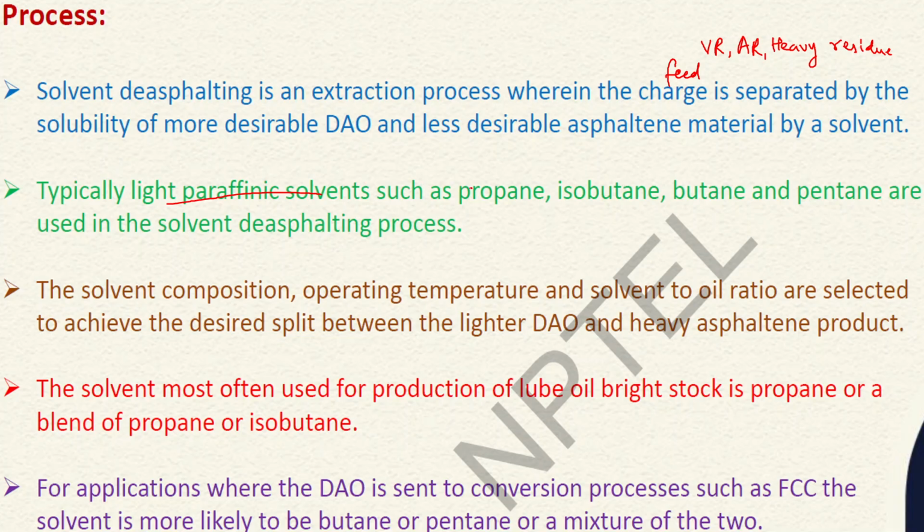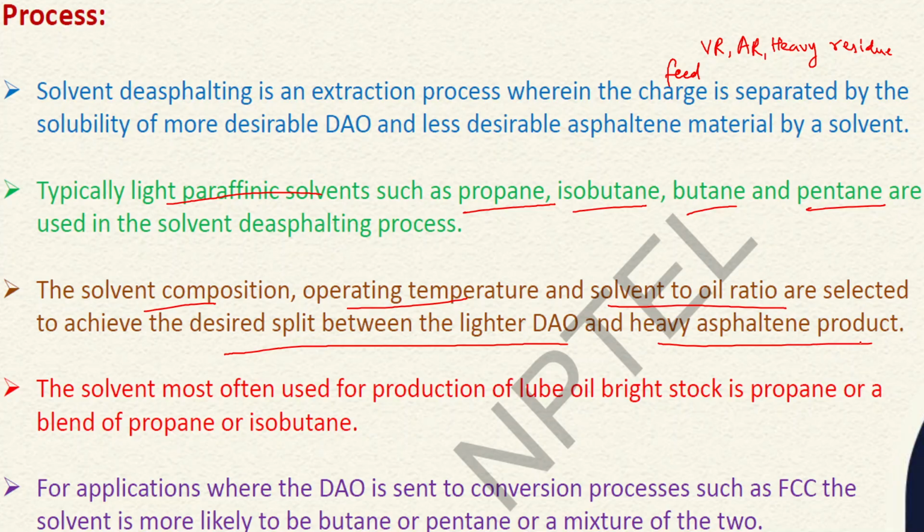Typically, light paraffinic solvents such as propane, isobutane, butane, and pentane are used in the solvent deasphalting process. The solvent composition, operating temperature, and solvent to oil ratio are the main factors selected to achieve the desired split between the light deasphalted oil and the heavy asphaltene product. The solvent most often used for production of lube oil bright stock is propane or a blend of propane and isobutane. For applications where deasphalted oil is sent to conversion processes such as FCC, the solvent is more likely to be butane and pentane or a mixture of the two.